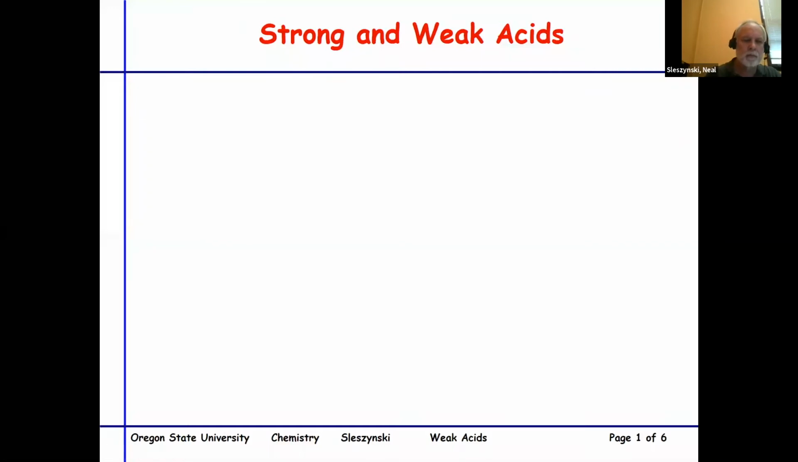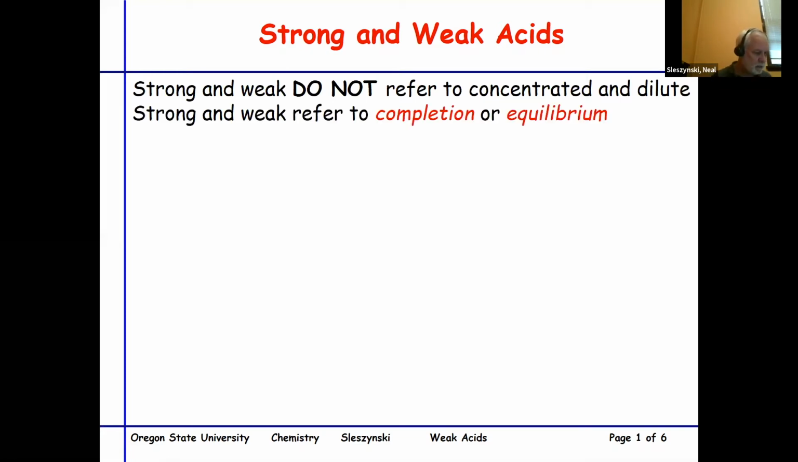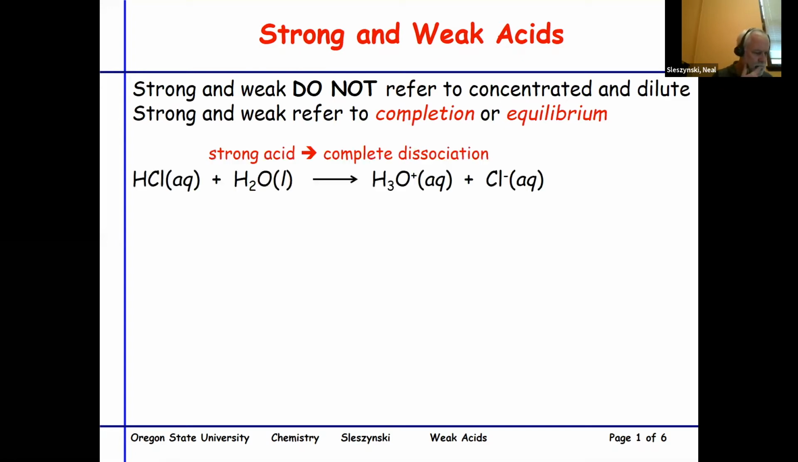This is a short tutorial on weak acids. Before we start talking about weak acids, we must remind ourselves what the difference between strong and weak acids is. Strong and weak do not refer to concentrated and dilute. However, strong and weak refer to whether or not the acid-base reaction goes to completion or is in equilibrium. Strong acids like hydrochloric acid, when placed in water, completely dissociate into hydronium ion and chloride ion.